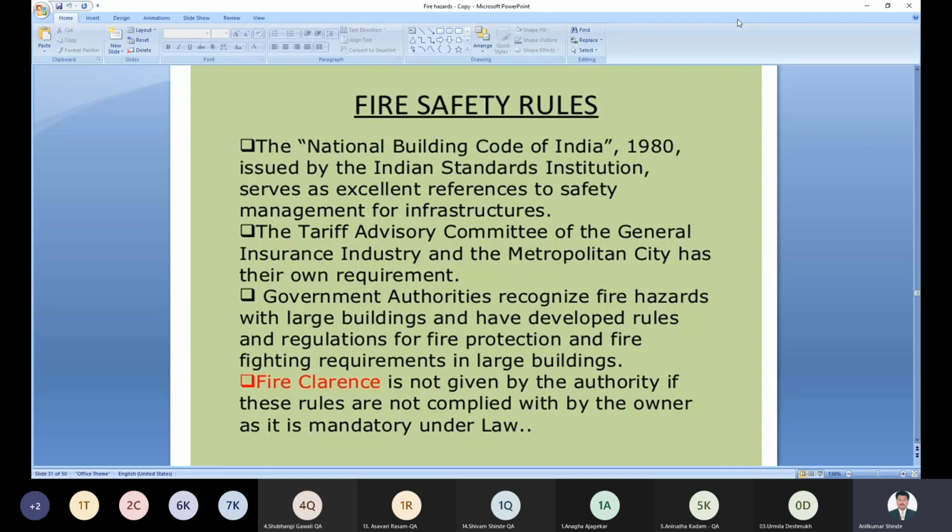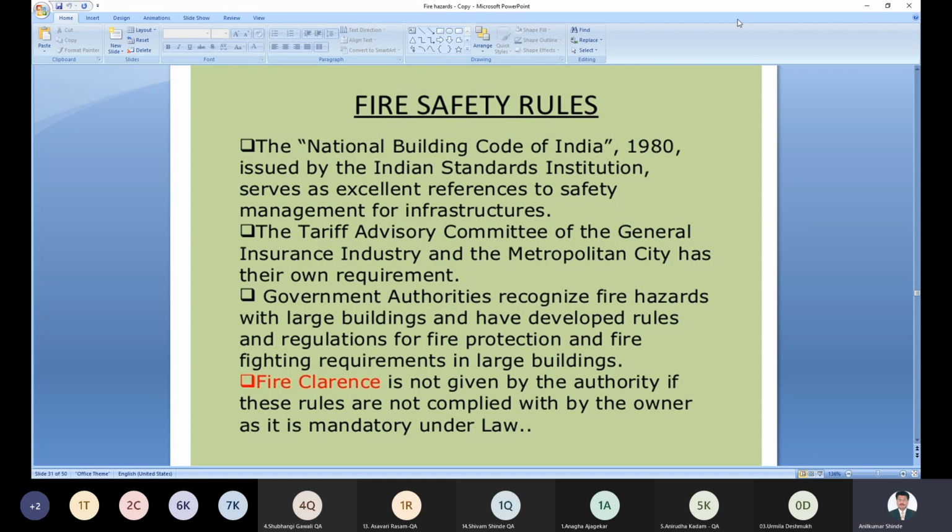The National Building Code of India, 1980, issued by the Indian Standards Institution, serves as an excellent reference for safety management of infrastructure. That organization has given different guidelines on how to prepare infrastructure and avoid fire. There is the Tariff Advisory Committee for the general insurance industry, and government authorities to recognize fire hazards in large buildings. Fire clearance is not given by the authorities if the rules are not complied with.